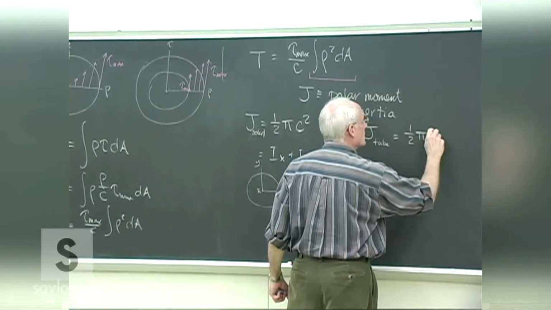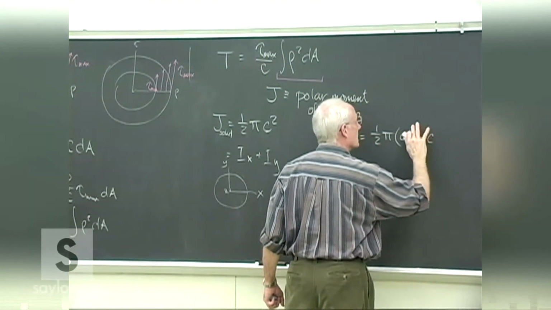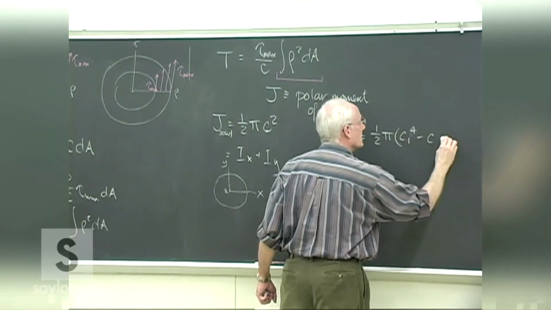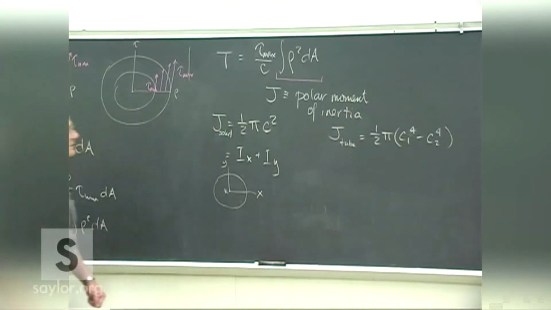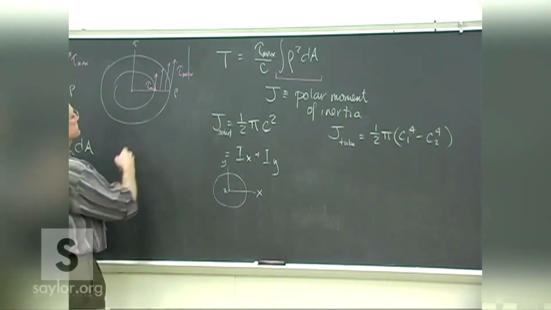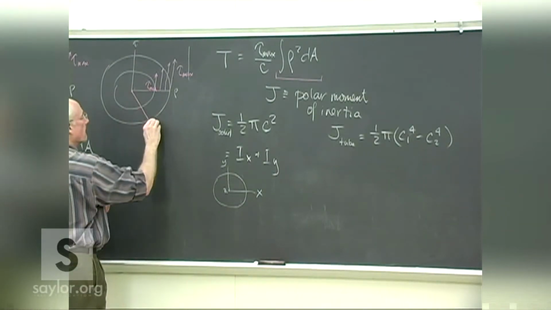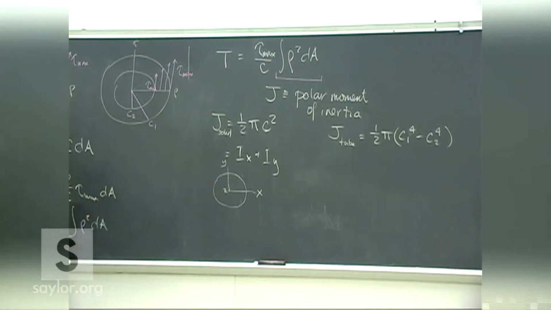And its polar moment of inertia is essentially the difference between the inner and the outer, where C1 and C2 are the outer and inner radii respectively.